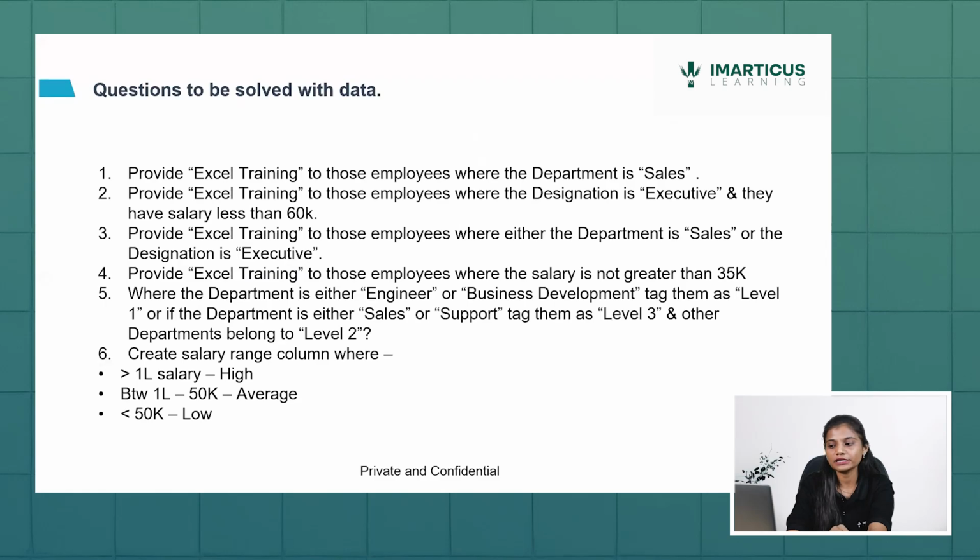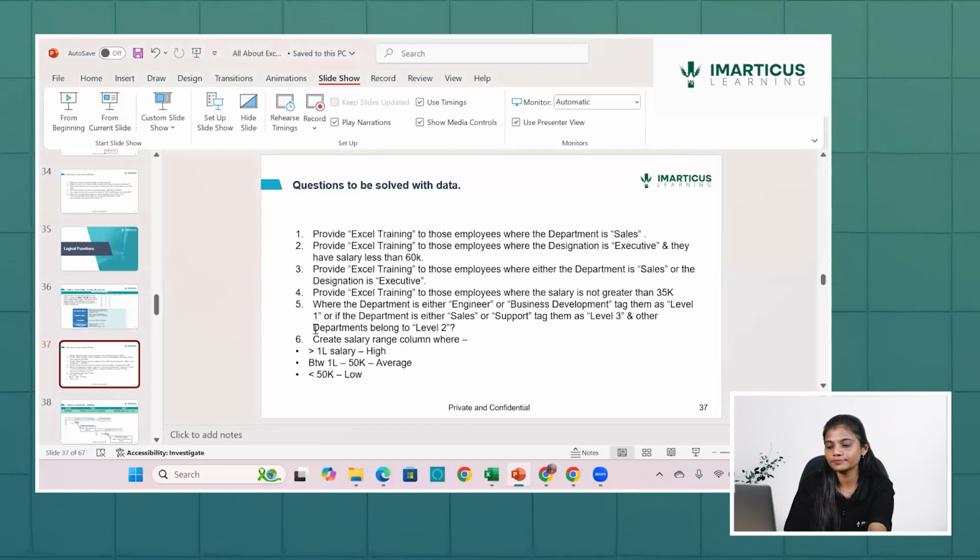If you can see on the screen what it has written: create a salary range column, which means there should be another column known as salary range, where the salary of the employee, if it is greater than 1L, that's 1 lakh, the bracket should be high. When the salary is between 1 lakh and 50K, it should be average. And when it is less than 50K, it should have a low salary bracket. So let's try to solve this question with the help of IFS. Now, how would we be solving the same?